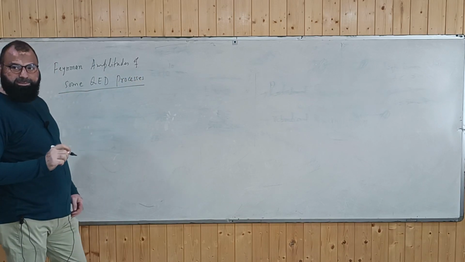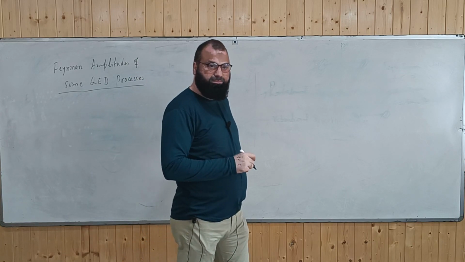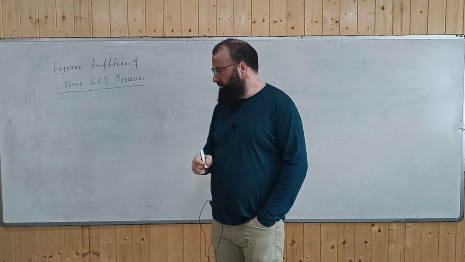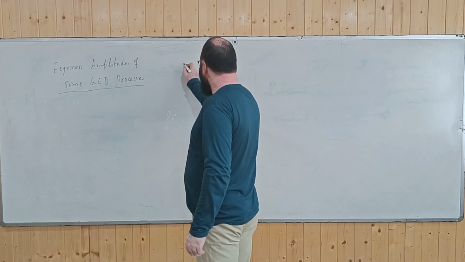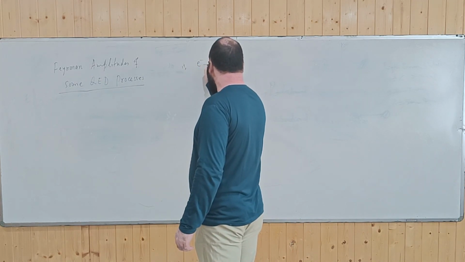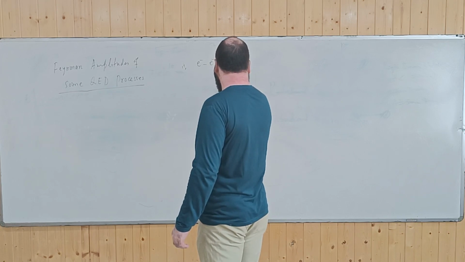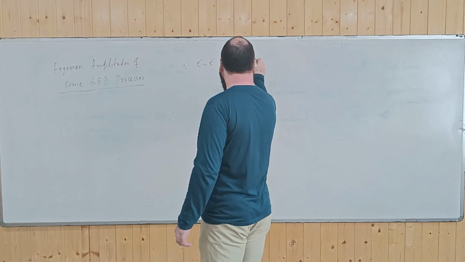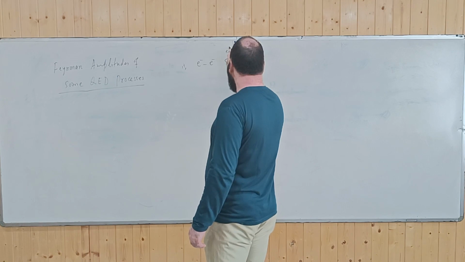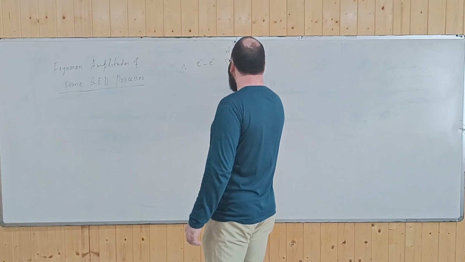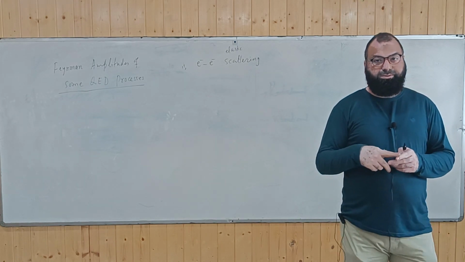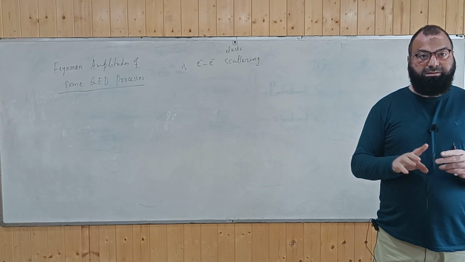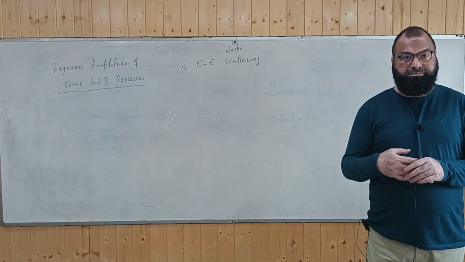So let's take some QED process. Let's take the first process, what we call electron-electron scattering. This is an elastic scattering. So what does that mean? Two electrons are coming. They scatter elastically, so there is only an exchange of momentum. Clear?